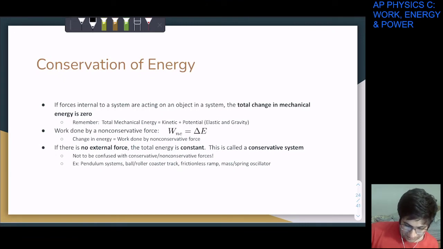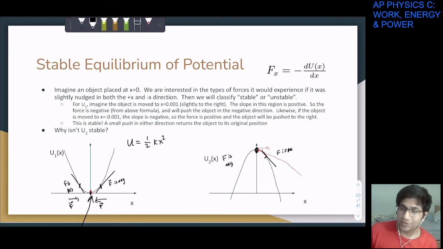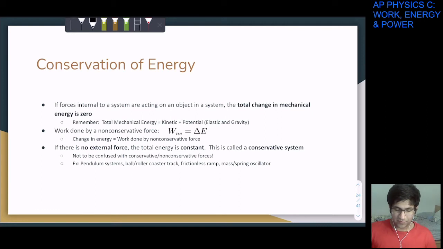All right, so now we've just explored this relationship between conservative forces and potential energy. End of our detour. Let's go back to energy now: conservation of energy. If only forces internal to a system are acting on an object in the system, the total change in mechanical energy is 0. Remember, total mechanical energy is kinetic plus all of our different potential energies. And the work done by a non-conservative force is going to be the change in the energy.